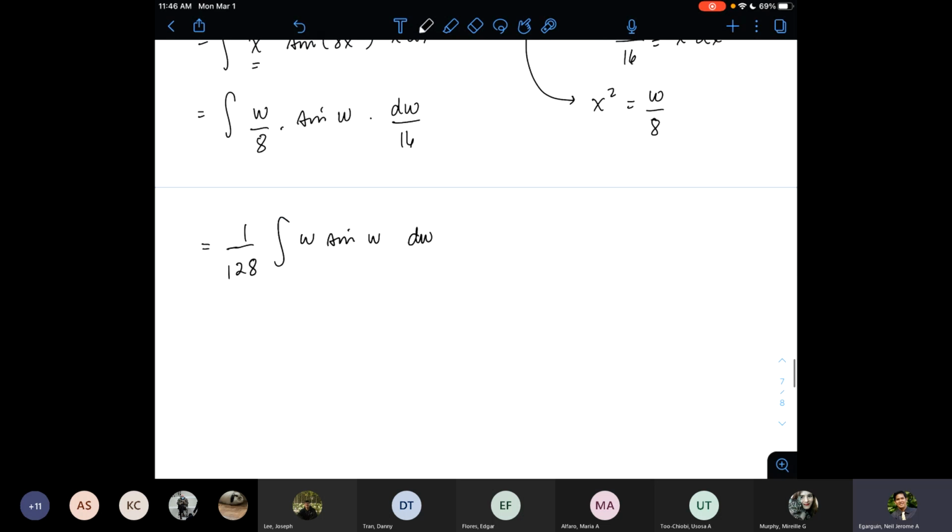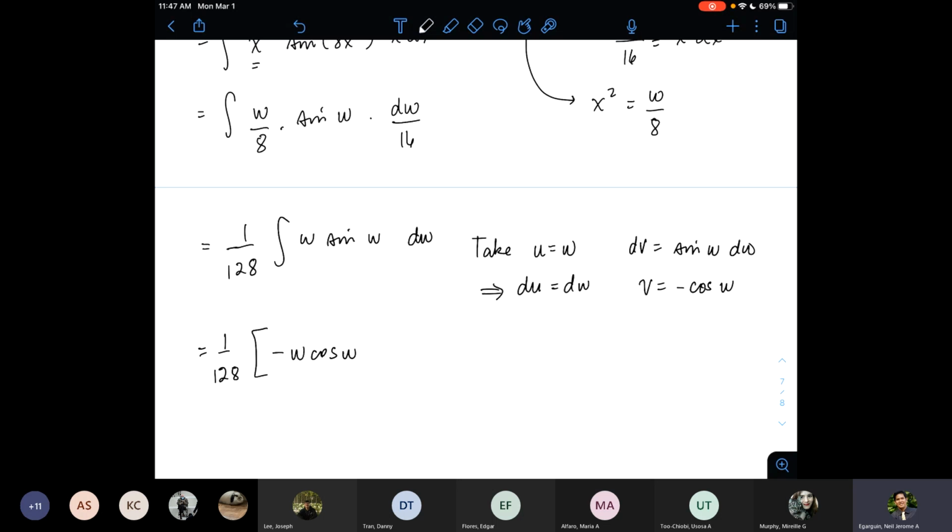Right? And then here I can use integration by parts. So I'll take u to be equal to w and dv to be equal to sine w dw. And then du will be equal to dw, and v is just the integral of sine w, which is negative cosine of w, right? Good. So this would be 128 times uv, so that's negative w cosine w minus the integral of v du.